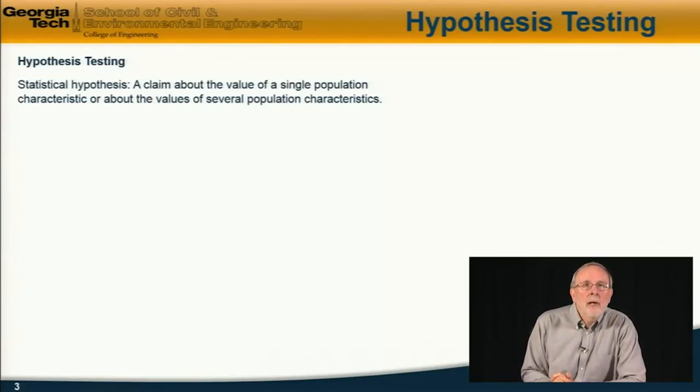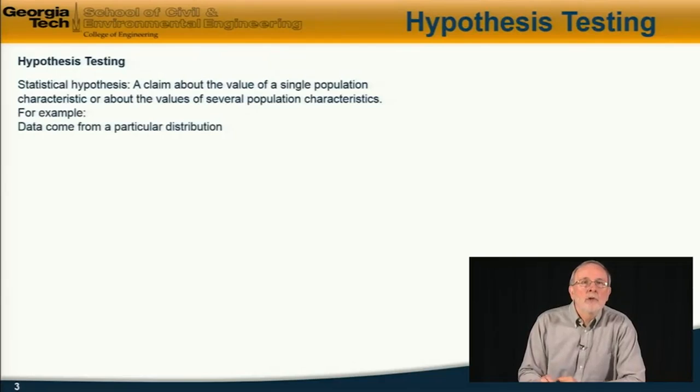A statistical hypothesis is a claim about the value of a single population characteristic or about the values of several population characteristics. Examples would be the data come from a particular distribution, say a normal or Gaussian distribution. Or, for example, the pipe diameter is equal to 85 millimeters, or greater than 85 millimeters, or less than 85 millimeters.